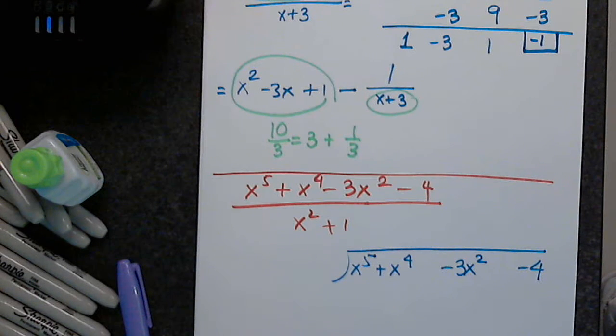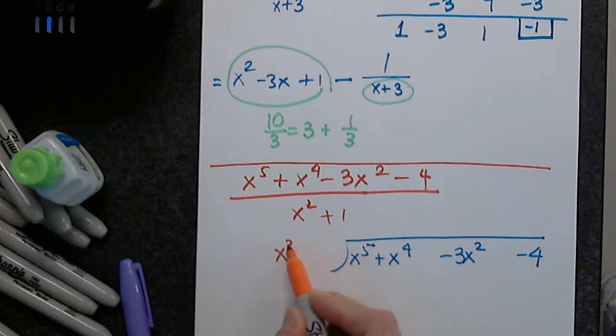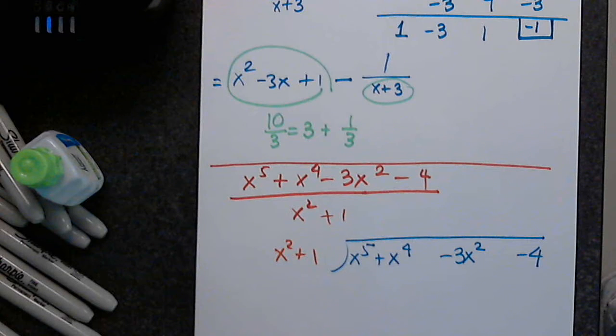Now, what happens if I don't need to use those spaces? That's fine. If I don't have to use them, I don't have to use them. But if I need them and they're not there, I mess up the problem. So always put them in there. If they are needed, we are going to use them. If they're not, that's fine too. So now x squared plus 1. First question, x squared times what is x to the 5th?